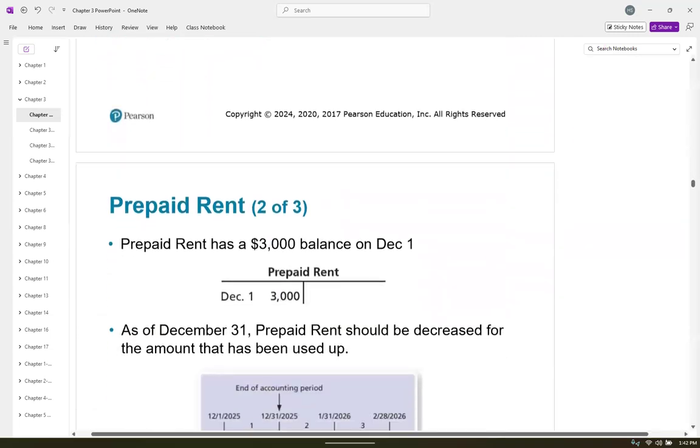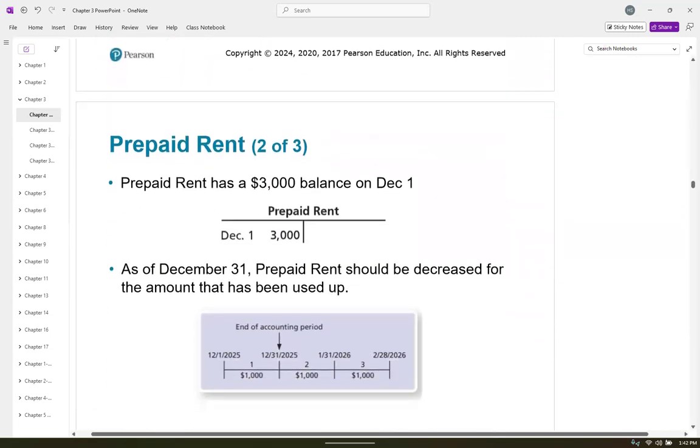Okay. So here is what they did. December 1, $3,000 got debited to the prepaid rent. And as of December 31st, prepaid rent should be decreased by the amount that it was used up. So that was over 3 years. So $3,000, if we divide it by three, is $1,000 per year.